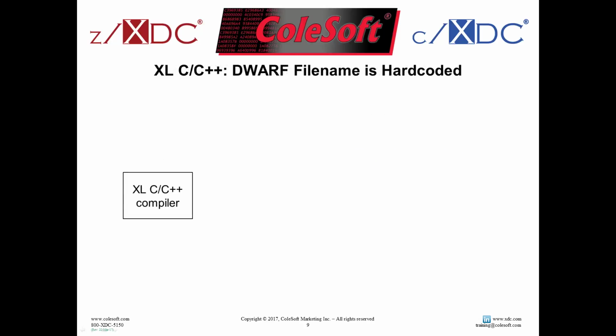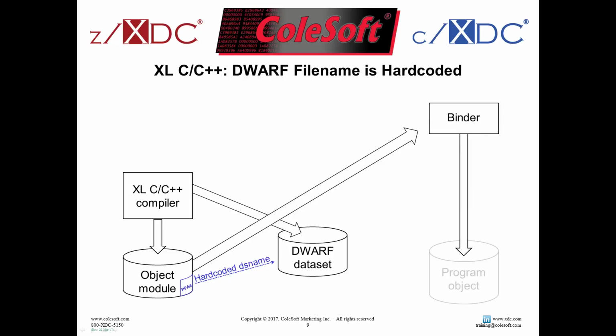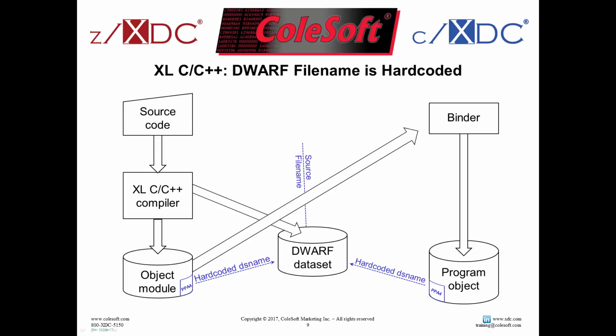For XLC and C++, when Dwarf data is generated, the compiler hardcodes the Dwarf file's dataset name into the object file. Then the binder propagates that information into the program object. So the Dwarf file's name becomes hard-coded in the program object. Further, the C source file names also become hard-coded into the Dwarf data. Note, if you compile on Unix, the path and file names are saved instead.